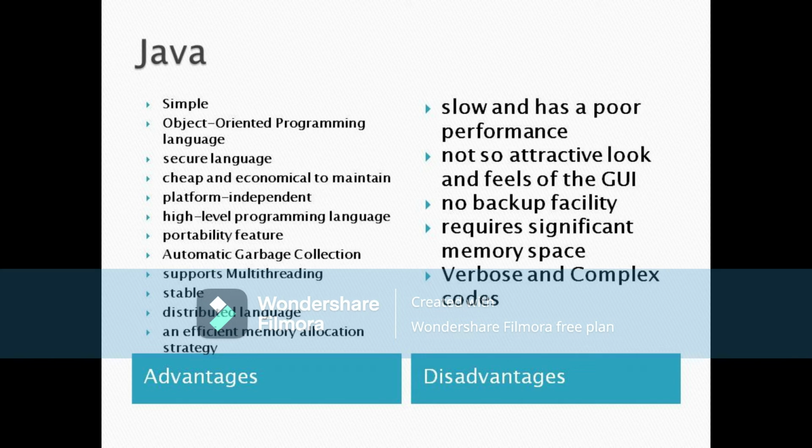So now talking about Java, Java's first advantage is that it is very simple. When you are talking about any programming language to be simple, that means it should be easy to learn and understand, right? So Java is simple because its syntax is straightforward, easy to write, learn, maintain and understand, right?